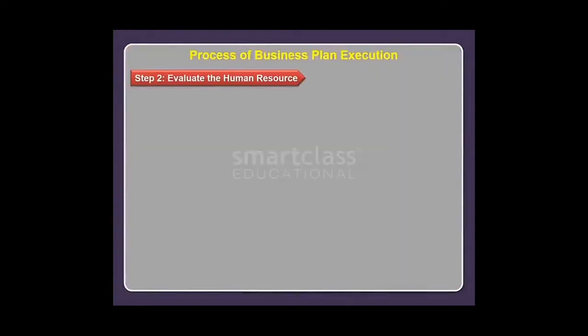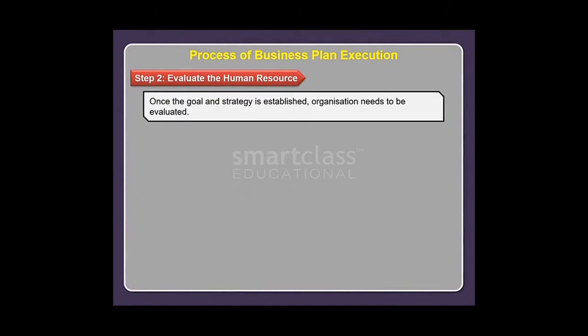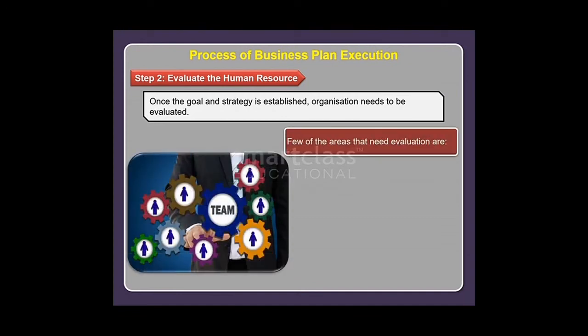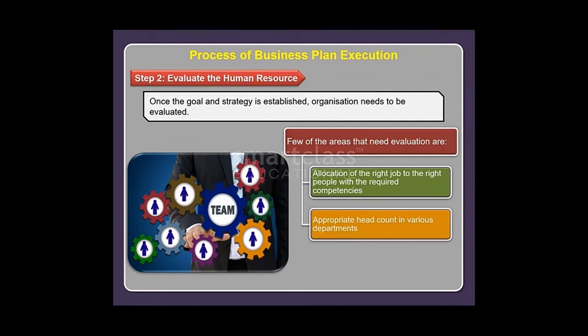Step 2. Evaluate the human resource. Once the goal and strategy is established, the organization needs to be estimated. Few of the areas that need evaluation are allocation of the right job to the right people with the required competencies, appropriate headcount in various departments, and consideration to reallocate the human resources.